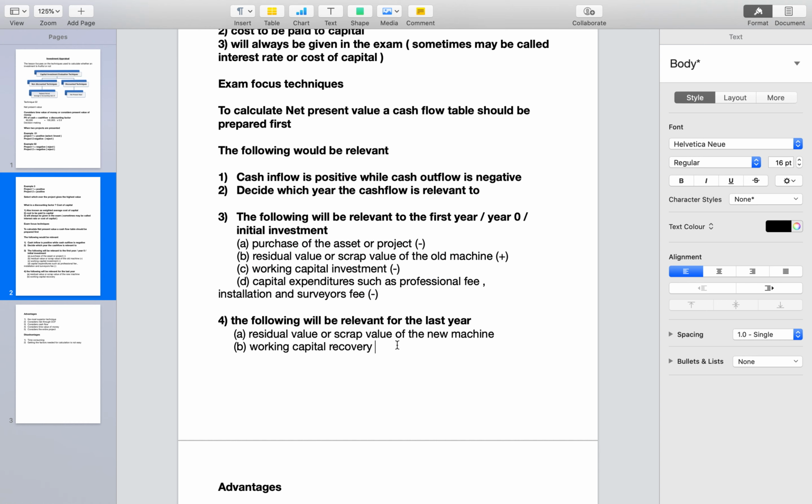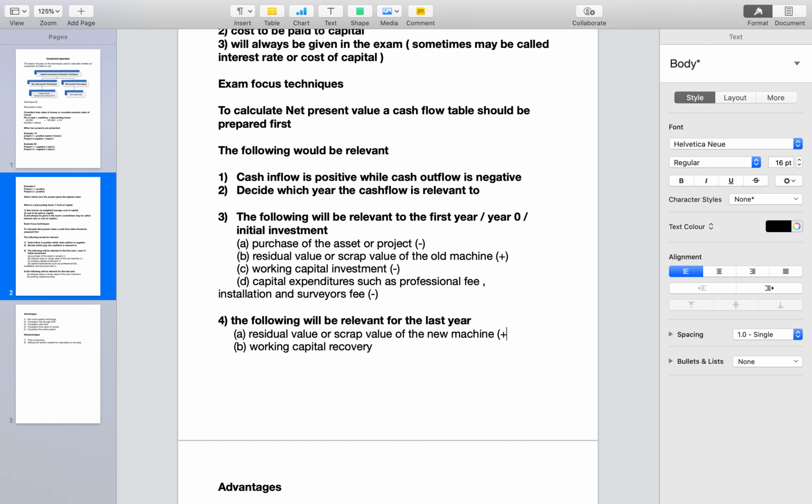Right, and then guys, the following will be relevant for the last year. Scrap value of the machine. Now generally when you buy a machine, maybe you can use it for 4 or 5 years. So after the 4th year or after the 5th year, maybe you're going to sell the machine. So when you sell the machine, selling always happens in the last year. So you mark that in the final year as a positive, because money comes in.